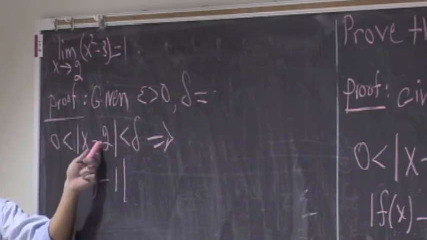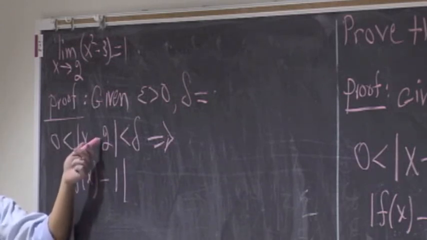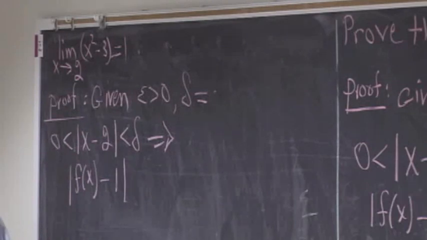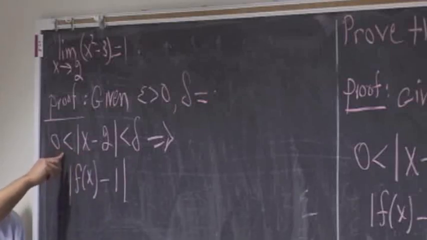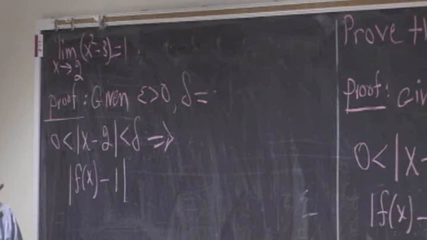Do you always have to have that? Yeah, of course. X is going to 2, but x can't be equal to 2. Otherwise you get 0, and we don't want that. We don't want x to be equal to 2. That's why we put that there.